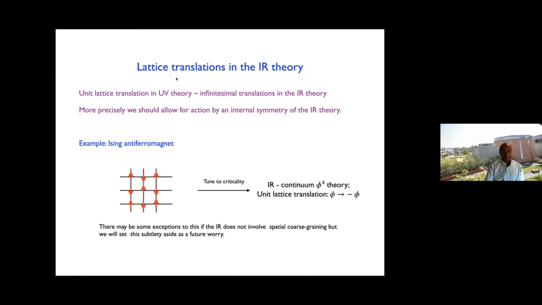So the usual story is that lattice translations embed into the IR continuum theory not just as infinitesimal translations, but a combination of infinitesimal translations and some internal symmetry. Now, there is some subtlety to this usual statement, which happens if the IR theory doesn't actually have a continuum limit. It's not a continuum field theory, and there's no spatial coarse graining. But this is a very subtle thing, and I'm not even sure it can ever happen in a system with a finite number of degrees of freedom per unit cell. So I'm not going to worry about the subtlety at all. But we should keep this in mind for the future, if this entire story that I'm going to tell you somehow runs into some serious problems.